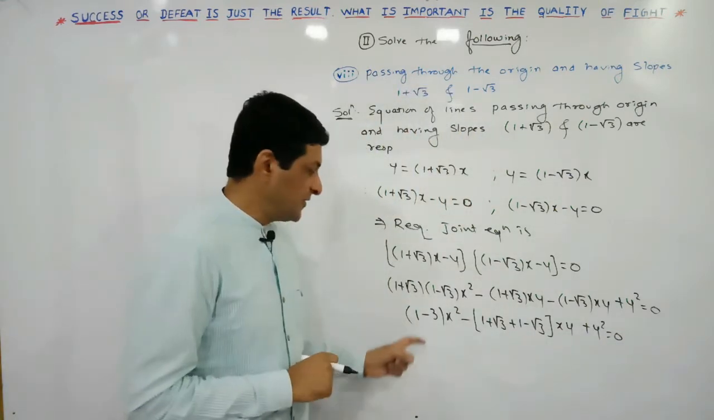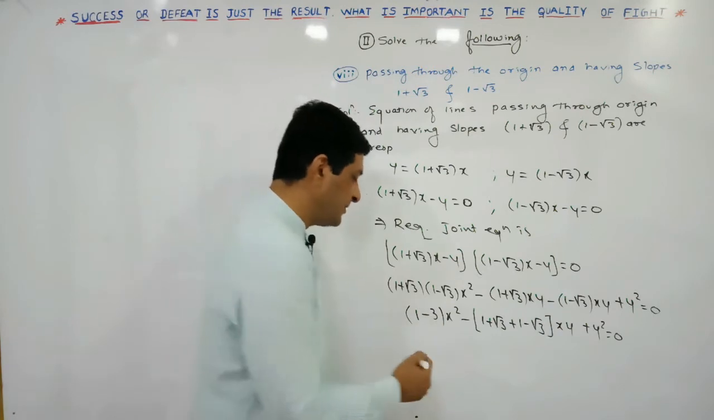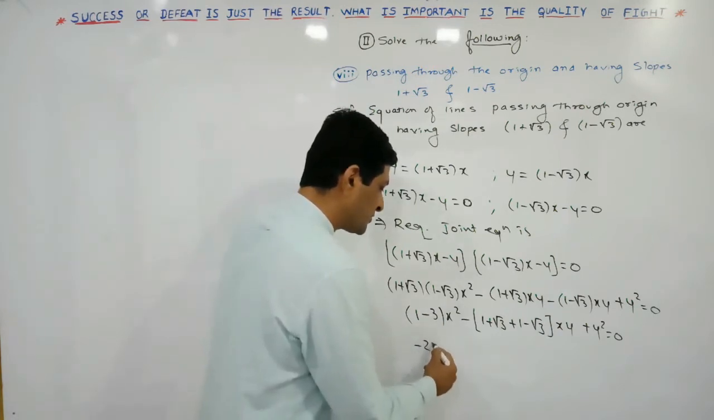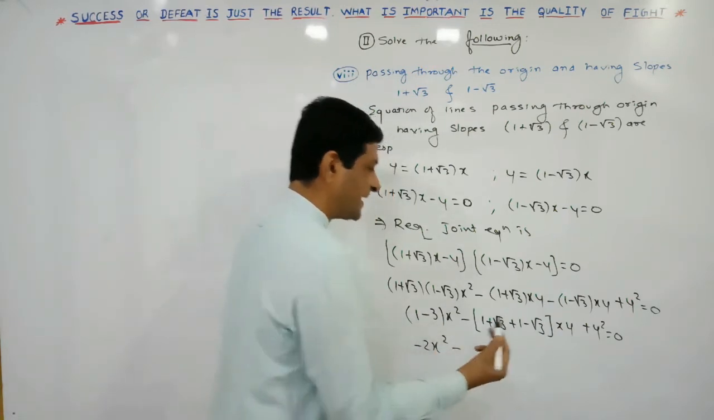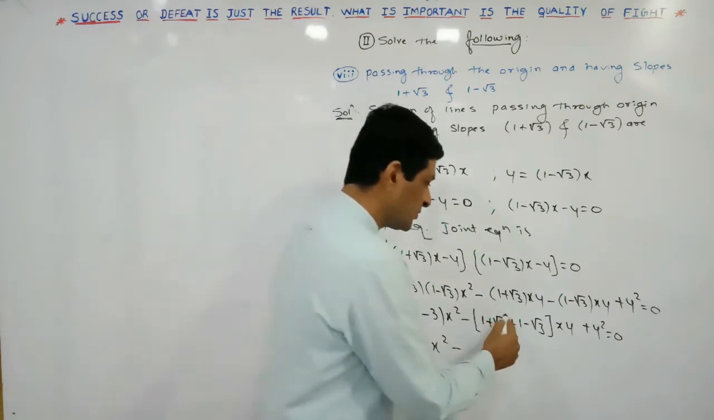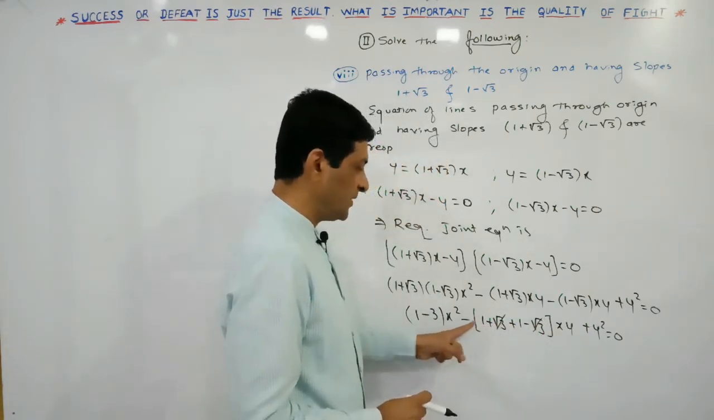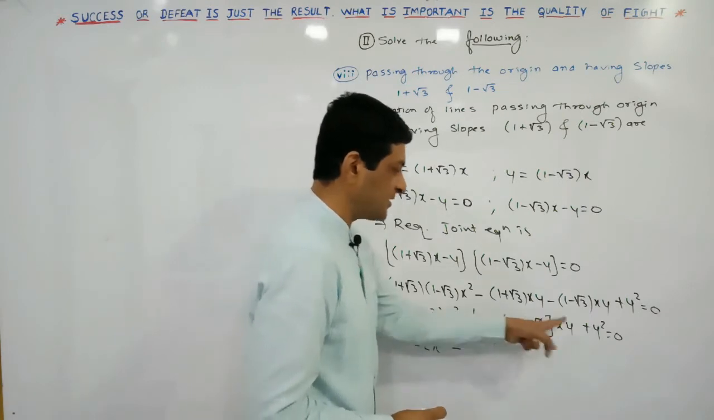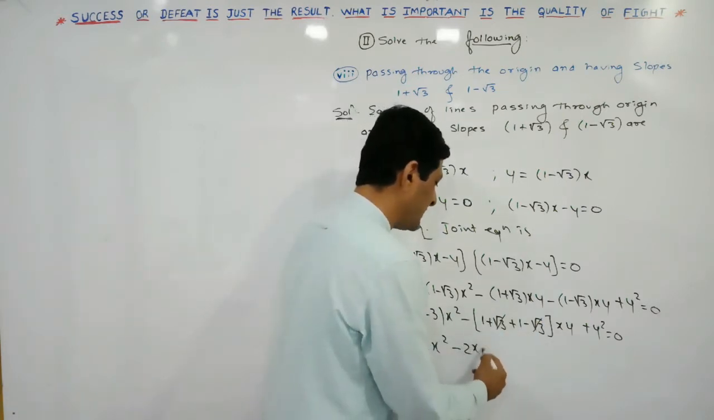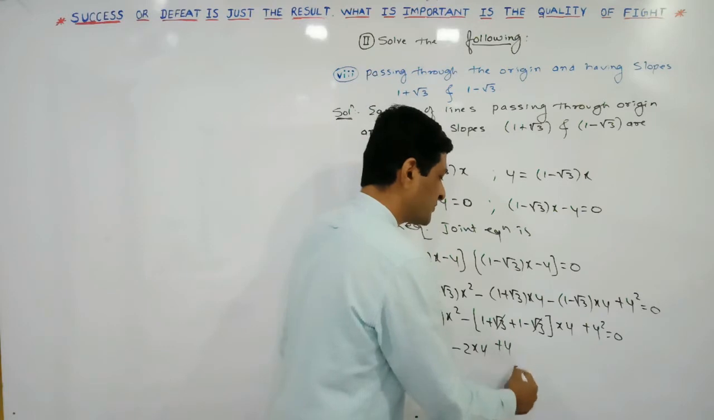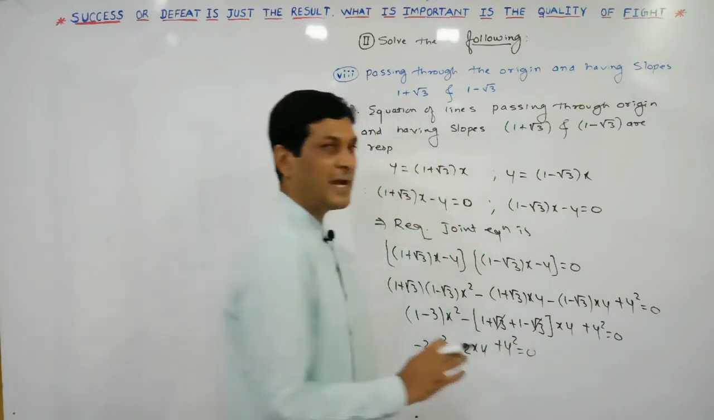Now see what we will get here. 1 minus 3 will be equals to minus 2, minus 2x square. Keep this minus as it is. Here plus root 3 and minus root 3 will get cancelled. 1 plus 1 is 2, 2 into minus is minus 2, minus 2 into xy is minus 2xy. Keep the last term plus y square is equal to 0 as it is.